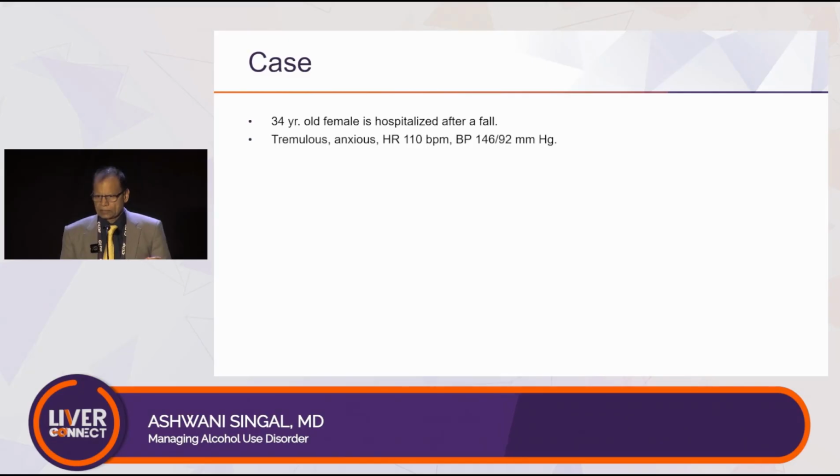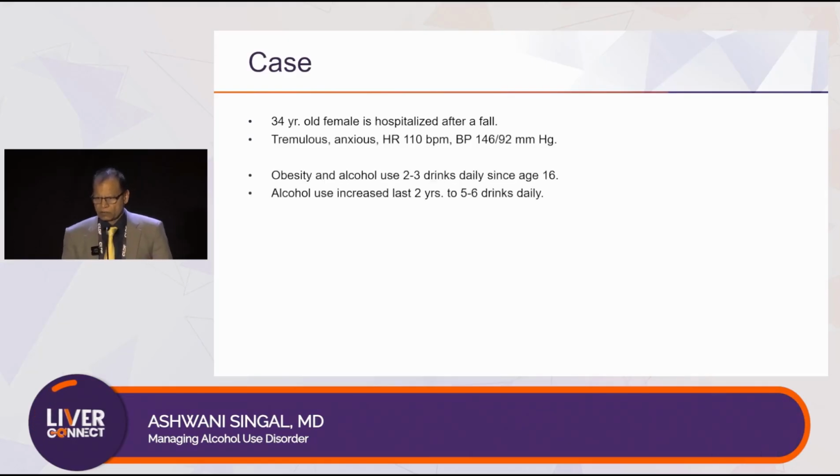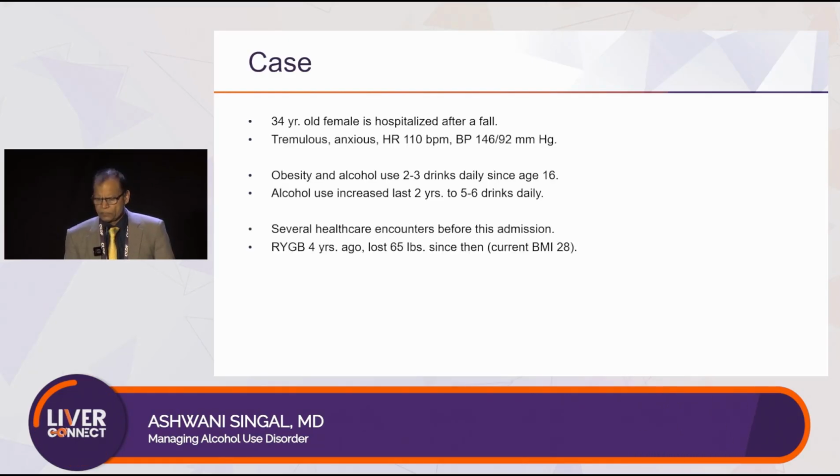COVID time. And this is a 34-year-old female who was hospitalized after a fall. And then she clearly has features of alcohol withdrawal, as you can see. And she has some comorbidities, metabolic syndrome. Her alcohol use is in the moderate range, 2 to 3 drinks daily since she was 16. And in the last 2 years, it increased to about 5 to 6 drinks daily, more severe.